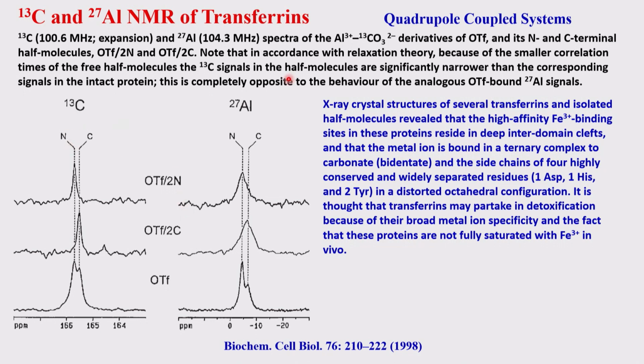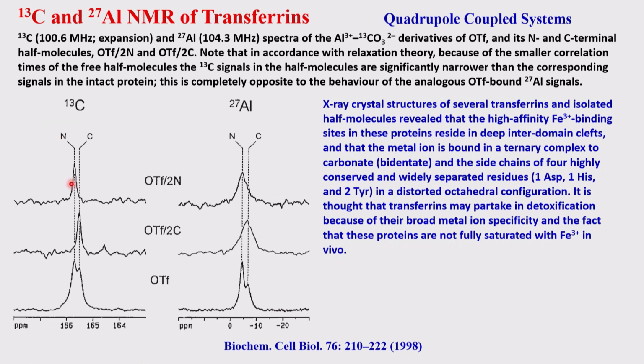Now this is studied with the carbon 13 NMR as well as the aluminum 27 NMR for a transferrin moiety. Okay, so half molecules reveal high affinity for Fe3+ binding sites in these proteins that reside in deep interdomain clefts, and that the metal ion is bound in a ternary complex to carbonate and the side chains, both the carbonate and this. So when it binds to that, you have, so this is basically the OTF, and in the C-terminal region, in the N-terminal region, you can see that.